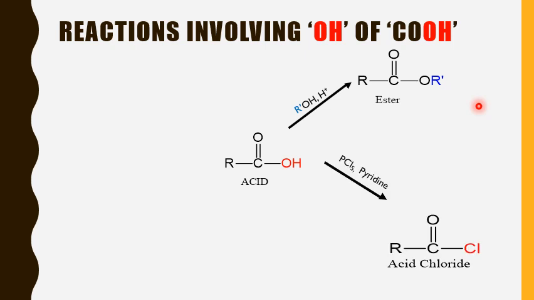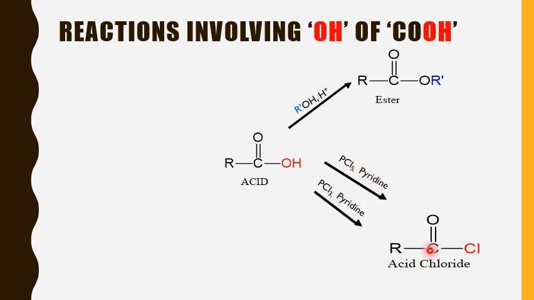And the next reaction that involves the OH group is halogenation of this carbonyl group. When you react this carboxylic acid with phosphorus pentachloride in the presence of a mild base such as pyridine, this OH group will be replaced with one of the chlorines from phosphorus pentachloride, hence giving an acid chloride. Here you are getting an ester when you react with alcohol, and here you are getting an acid chloride when you react with PCl5.